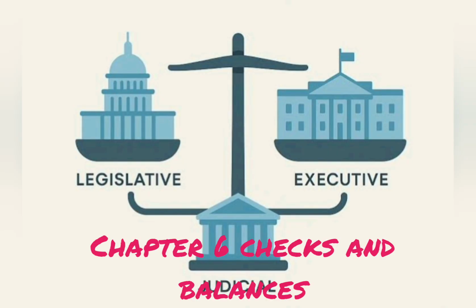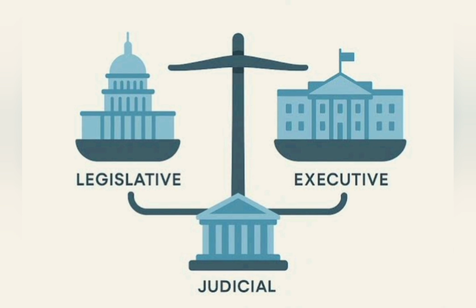Chapter 6, Checks and Balances. The Congress can pass laws. The President can veto legislation. Congress can override a veto with enough votes. Courts can determine whether laws are constitutional or not.